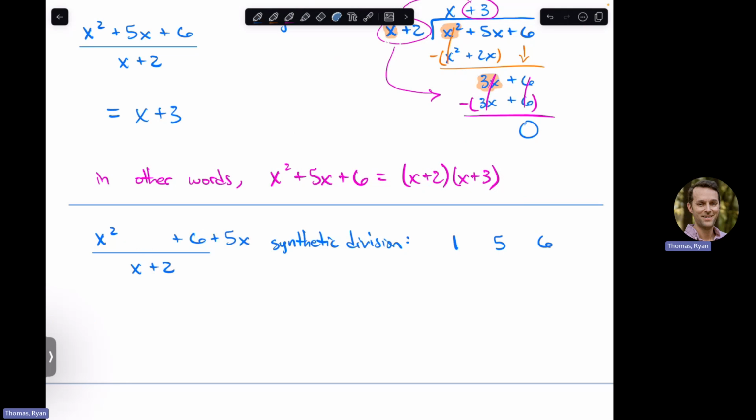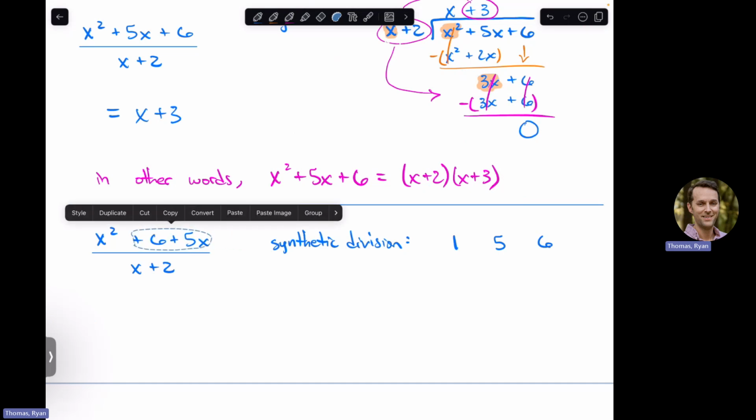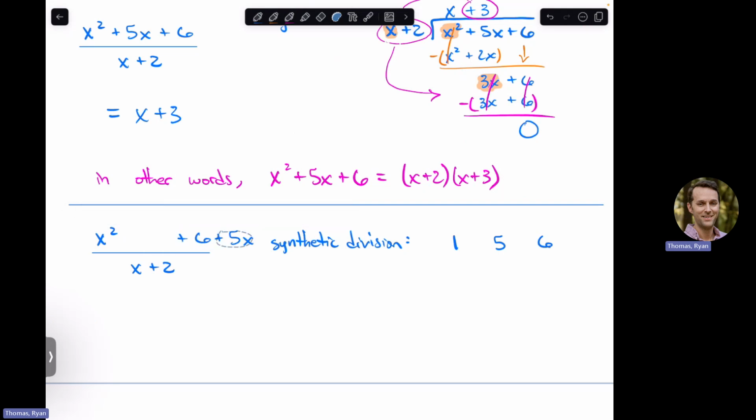If I rewrote this like that, it wouldn't change anything about what it is fundamentally. But I would not be able to do synthetic division the same way without first switching or keeping track of the fact that 5 is the linear coefficient and 6 is the constant term. So that's kind of the difference.